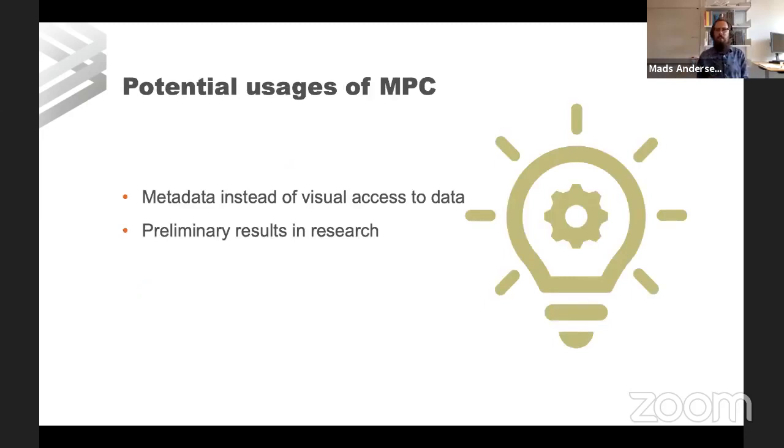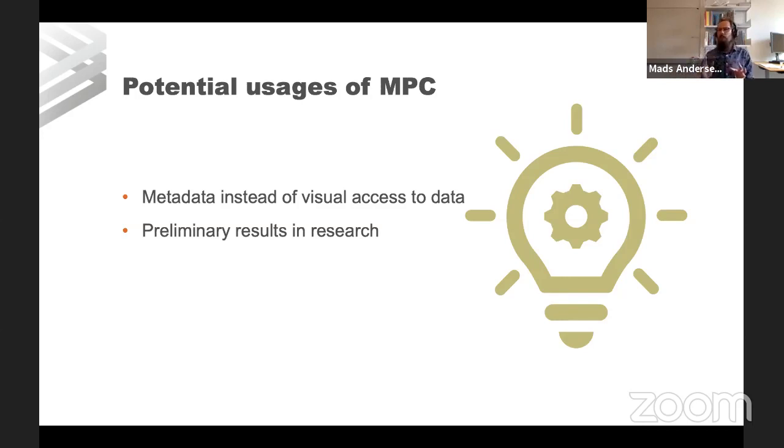We found that there are some potential usages of MPC here. The people we talk to would normally work by inspecting the data visually, which would be an obstacle to using MPC in their work. We talked to them about maybe using MPC to actually calculate some metadata about the data instead of giving access to the data.